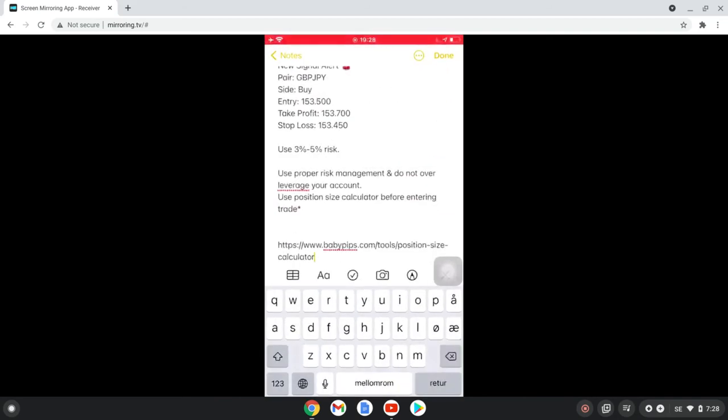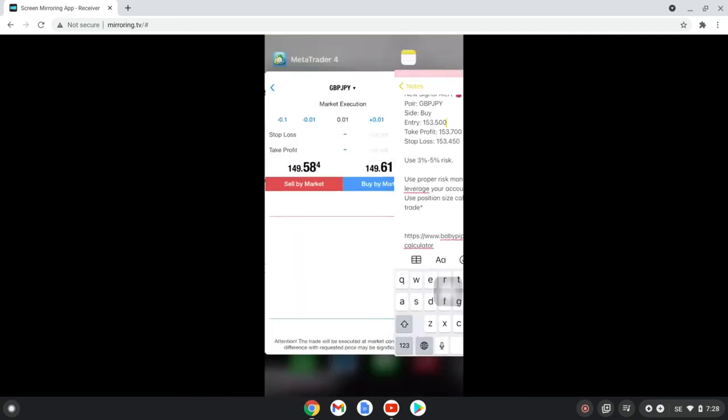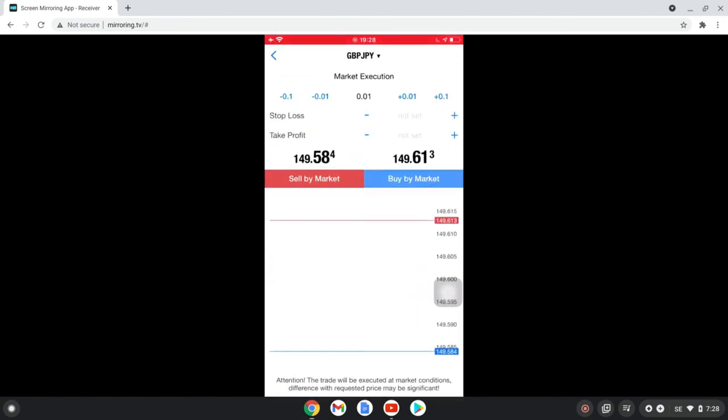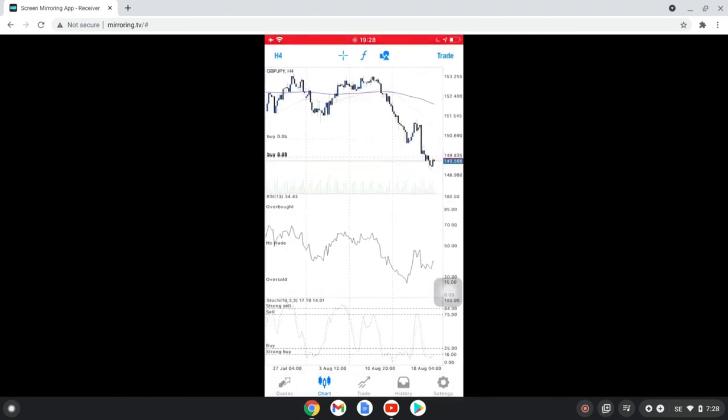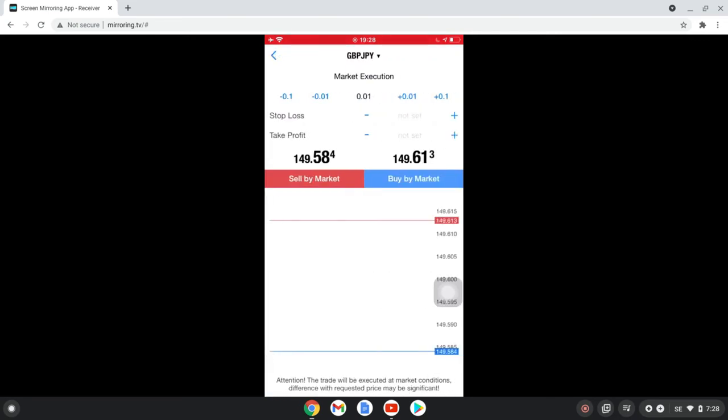And the entry point is where the price is at when I enter the market, and currently it's on 149.586, so it's quite different from the price at the moment. However, we're gonna pretend it's at the same place.